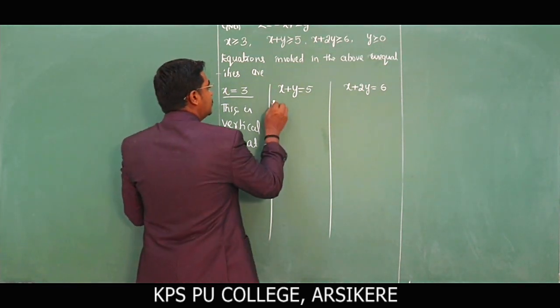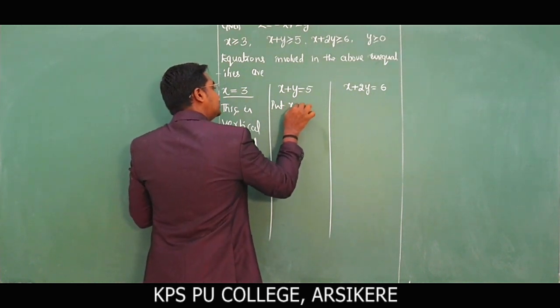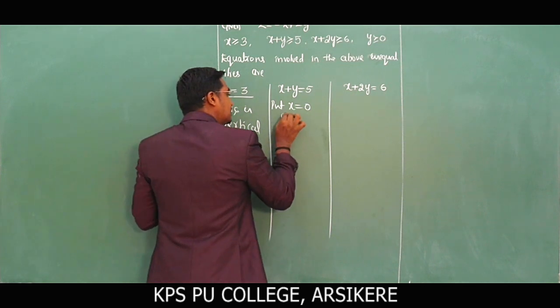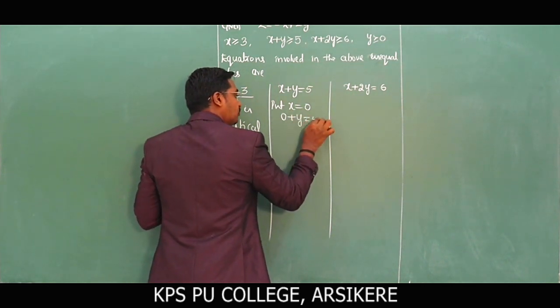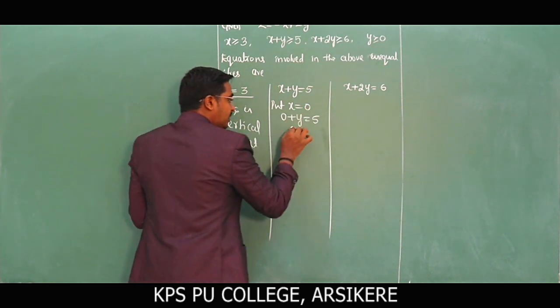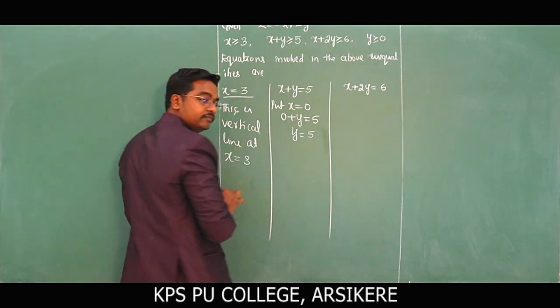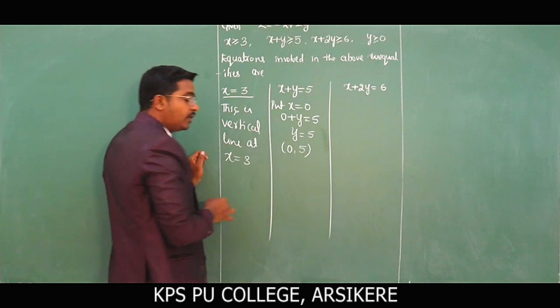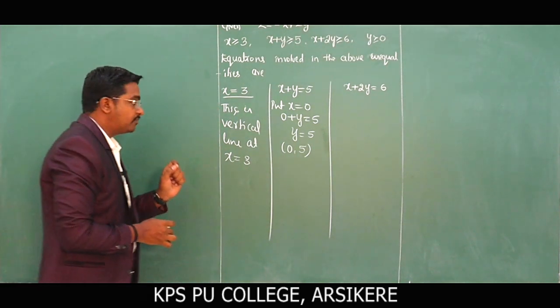Okay, next one. So here also put x is equal to 0. Substituting x is equal to 0, what will be left here? 0 plus y is equal to 5. So what is y then? y is equal to 5. What is the corresponding point on the y axis here? 0, 5. Clear? 0, 5.